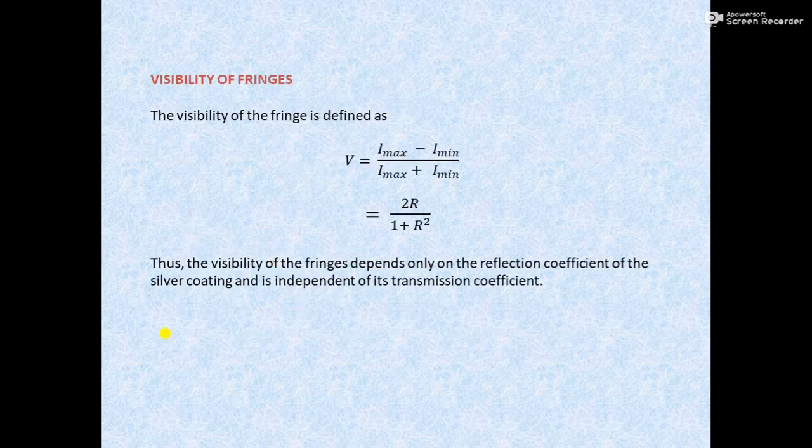Now the visibility of the fringes. The visibility of the fringes is defined as V equal to I max minus I min by I max plus I min. This gives the value 2R by 1 plus R square. Thus, the visibility of the fringes depends only on the reflection coefficient of the silver coating and is independent of its transmission coefficient.